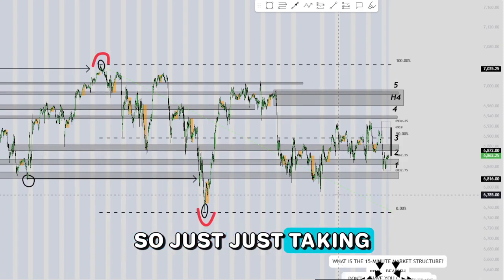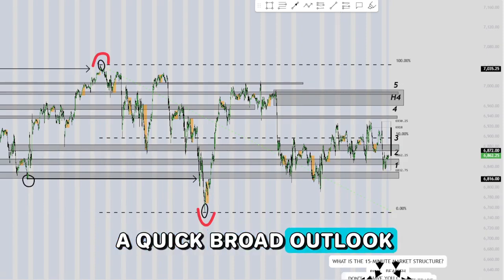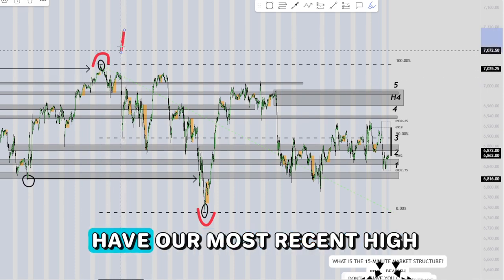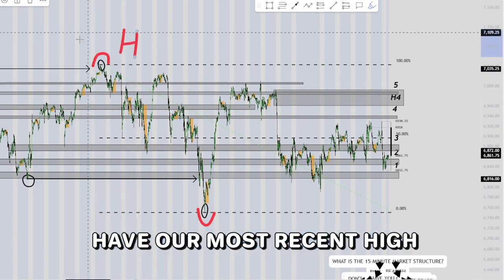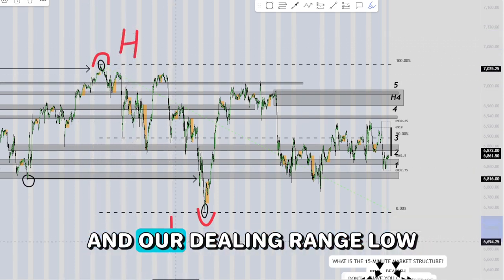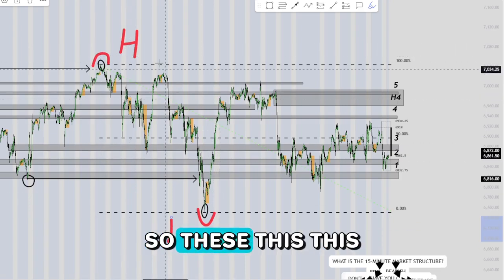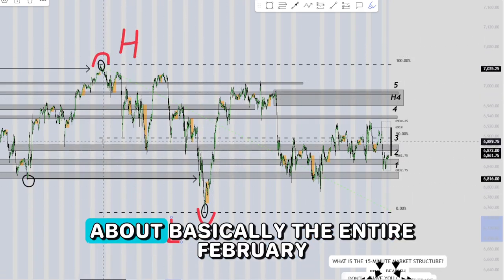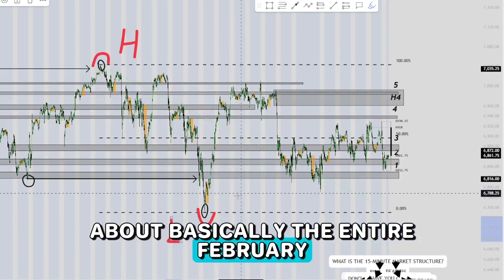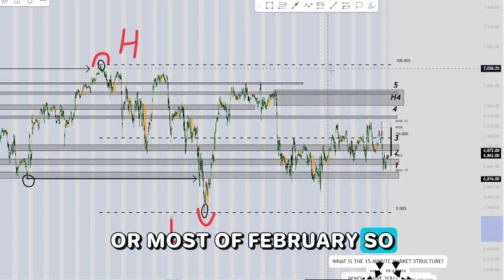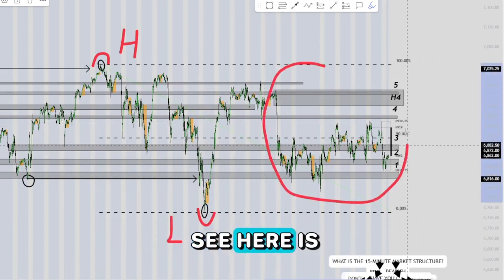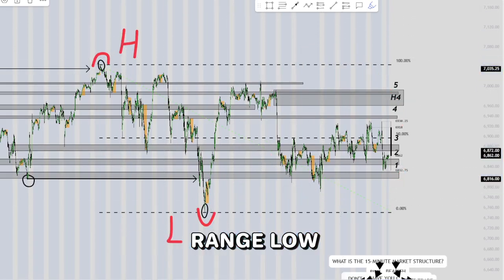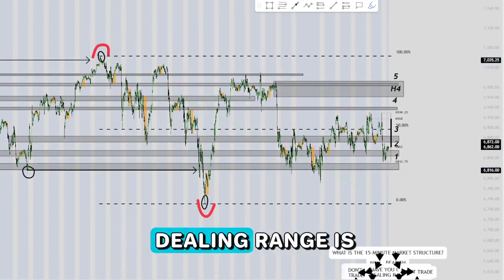Just taking a quick broad outlook as to what's going on here, what we can see very specifically is we have our most recent high, or our dealing range high, and our dealing range low. These structural points, I've had them for basically most of February. All of what we see here is inside of the dealing range high and dealing range low. So it's important to know where your dealing range is.